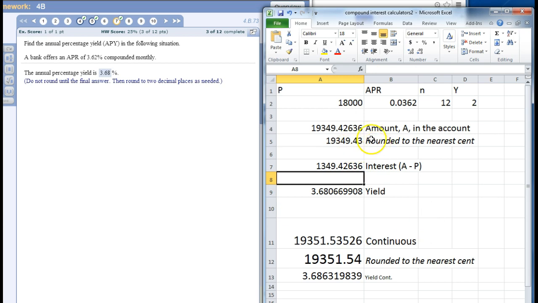You're going to have to use this for your project, so I want you to get in practice of how to do this stuff in Excel.